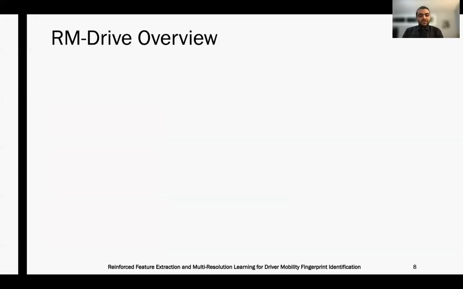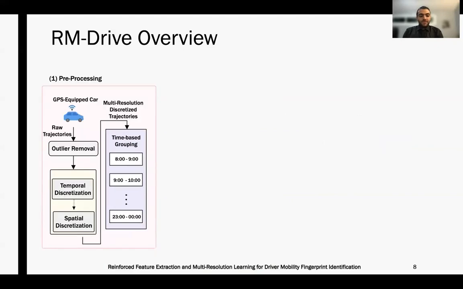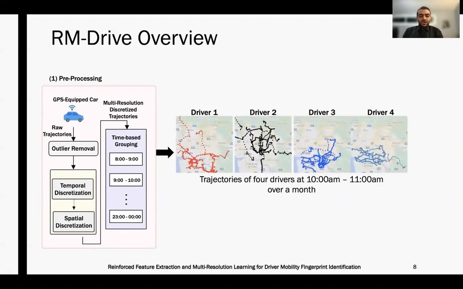Now we are going to review our framework. The first step is pre-processing, where we remove the noise and perform discretization, and then group them based on time. The reason behind that is that different drivers may have very distinct driving patterns in different times of the day. For example, in this figure, at 10 a.m. to 11 a.m. over a month period, these drivers have very different routes taken. So that's going to be helpful for our feature identification.